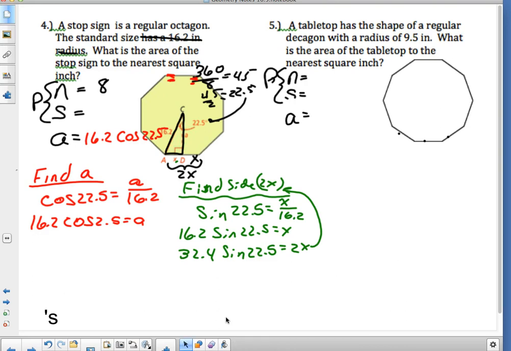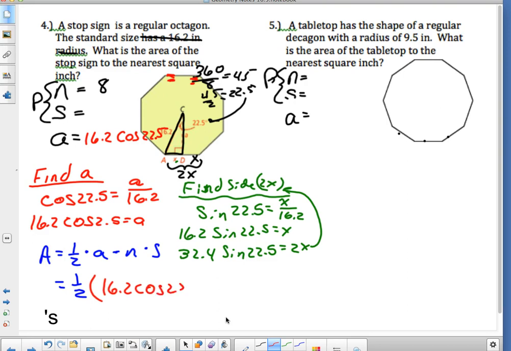Without any further ado, I just plug things in. So let's go check this out and plug stuff in. Remember, I have area is equal to 1/2 A N S. And I multiply those things together. So I got 1/2 times my apothem, 16.2 cosine of 22.5. My number of sides, well, gosh, that was 8. My side length that I just found and didn't write down, 32.4 sine of 22.5. So times 32.4 sine of 22.5.